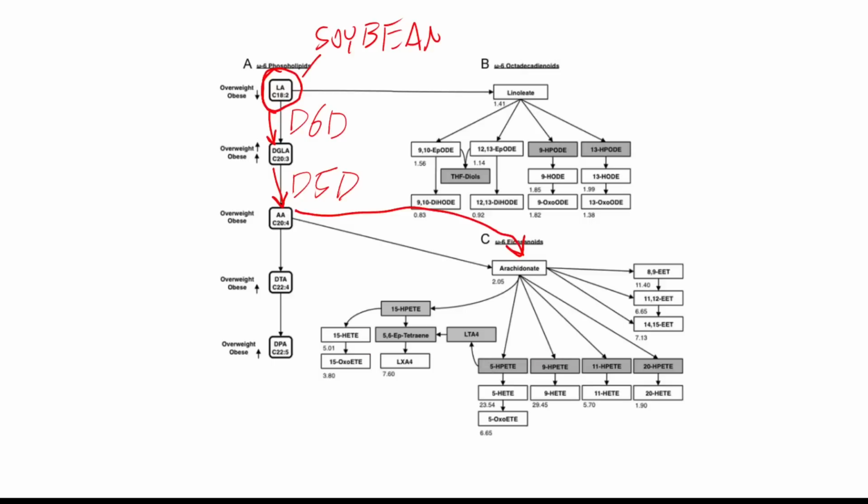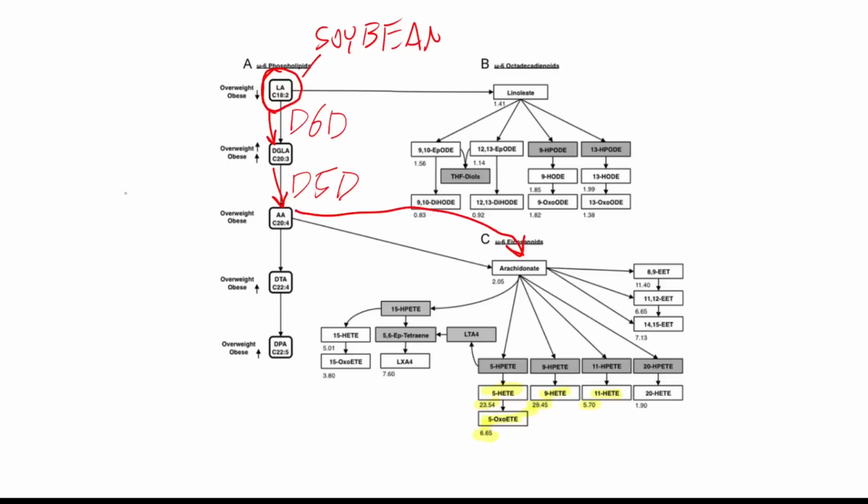You can see here this 5-HETE. So this is upregulated 24 times in obese versus lean humans. That's 24 times higher. That's not a typo. This is 5-oxo-HETE. It's made from 5-HETE. And you can see that it's almost 7 times higher in obesity. This 9-HETE is 30 times higher in obesity compared to lean humans. You can see 6 times higher for this 11-HETE.